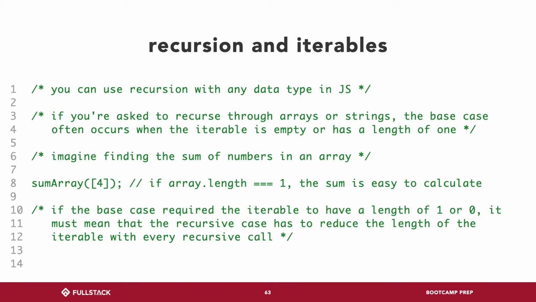So if the base case required the iterable to have a length of 1 or 0, it must mean that the recursive case has to reduce the length of the iterable with every recursive call. It's the same logic, except a different data type, okay?